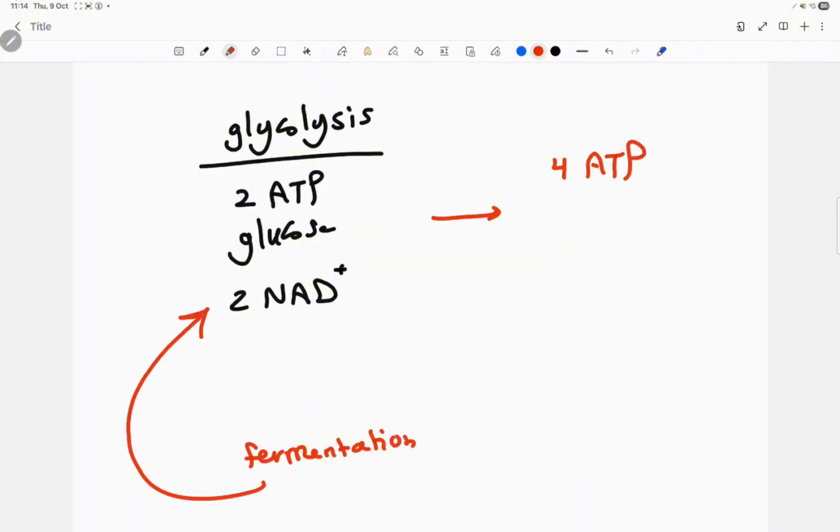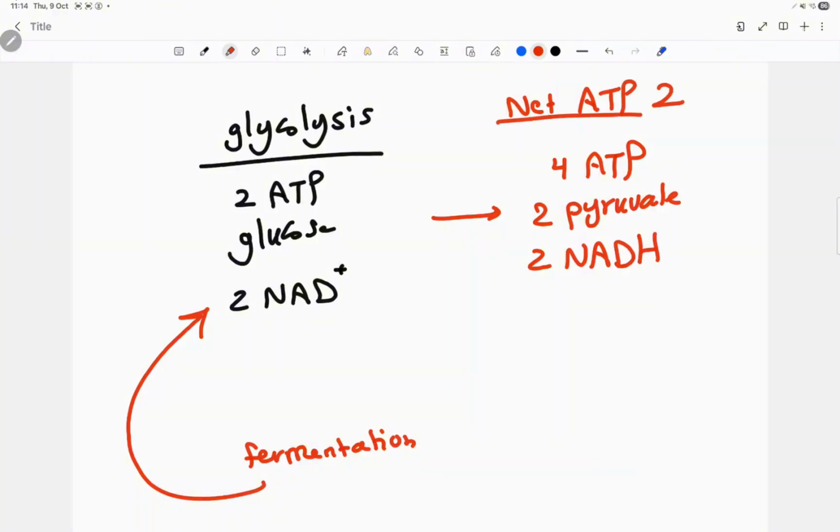So for every glucose, you will get 2 ATPs in net, you get 2 pyruvate, and you get 4 ATPs. No, because we used up 2 to make 4. But net will be, what's net? The outcome minus the income. So the net ATP will be 2.